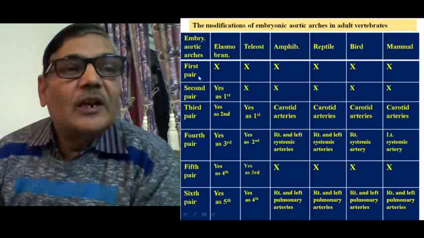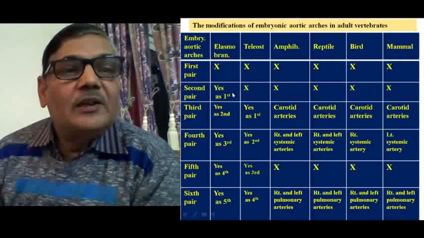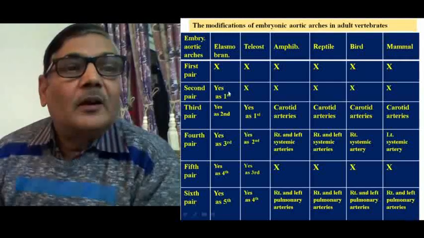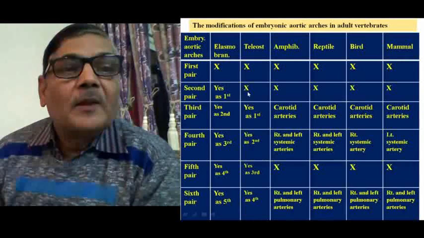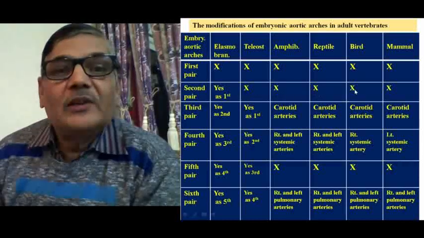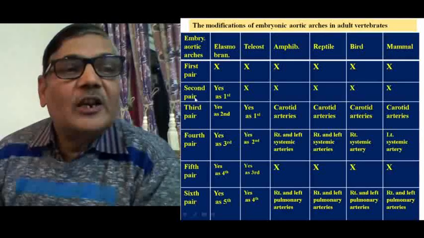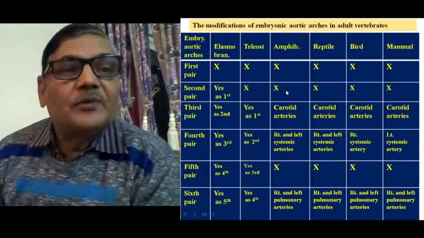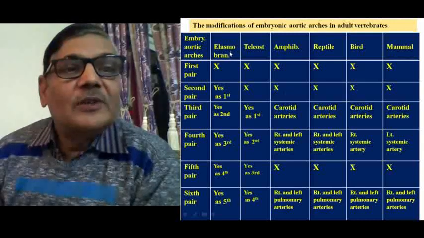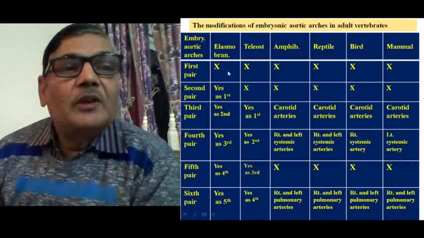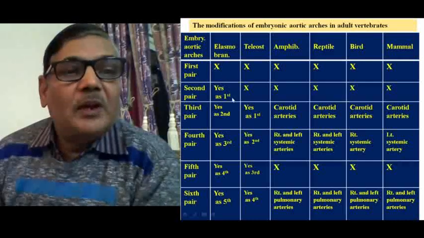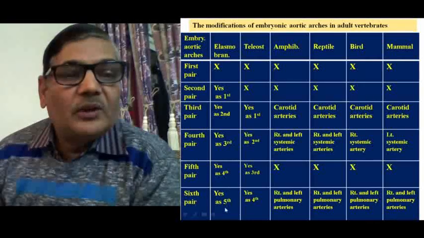If we consider the second pair of embryonic aortic arch, then that persists in elasmobranchs and it is referred to as first aortic arch. And in the rest of them, that is other vertebrates like bony fishes, amphibians, reptiles, birds and mammals, the second pair of aortic arch is totally absent. So in case of elasmobranchs, only first pair of aortic arch is absent, remaining 5 pairs are persisting and they are referred to as first, second, third, fourth and fifth.